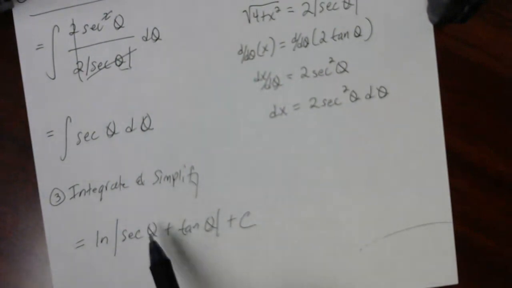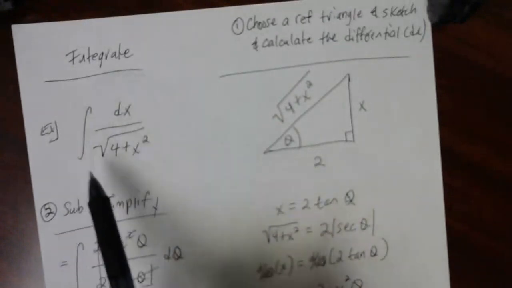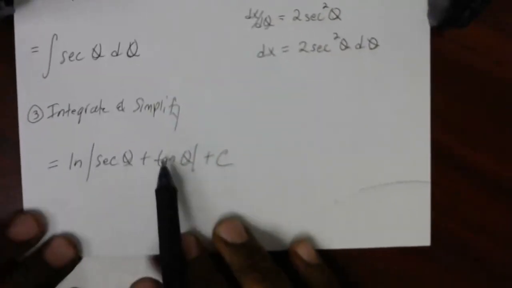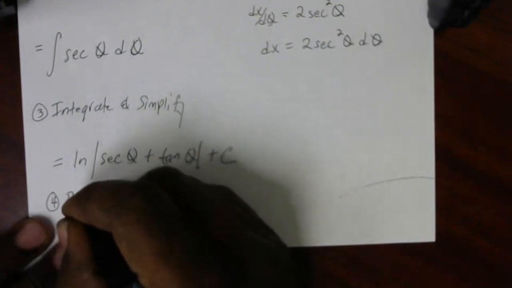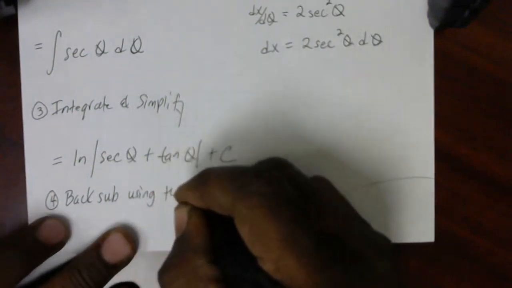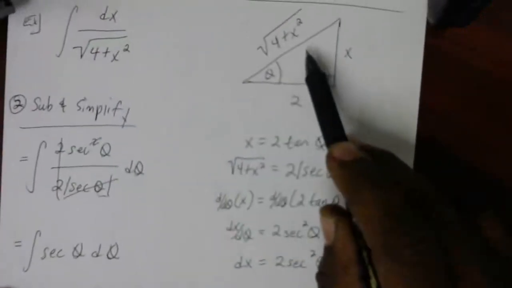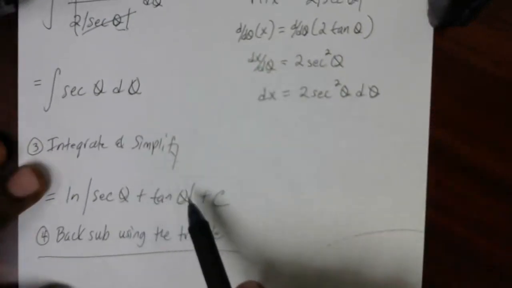Now I'm running into a slight hitch. Notice that my original problem contained the variable x. Once we made our trig substitution and integrated, notice that our variable is now theta. So our last step is to back substitute. And we back substitute using the triangle. All right, so here's what I mean. I have to use my triangle. I have to pull out the secant from the triangle and the tangent.